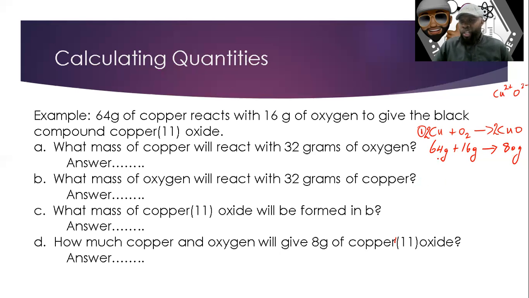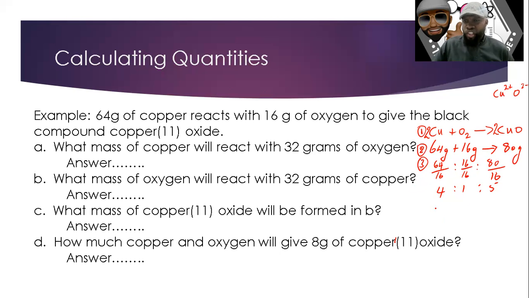Okay, so now that I've got my reacting masses, that's step number 2, if you like. Step number 3 would be to find my ratio of reacting masses by dividing by the smallest of the masses, which is 16. So I'll have 64 divided by 16, 16 divided by 16, and 80 divided by 16. And this should give me my ratio of 4 to 1 to 5. You can calculate it. So I've calculated my ratio.